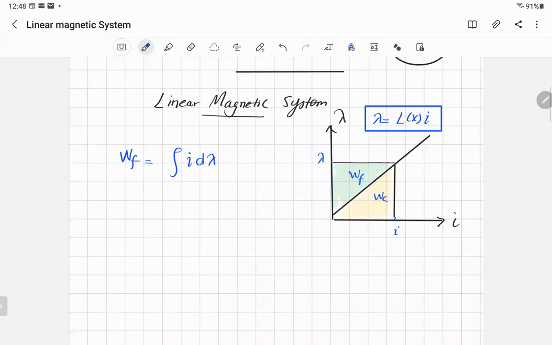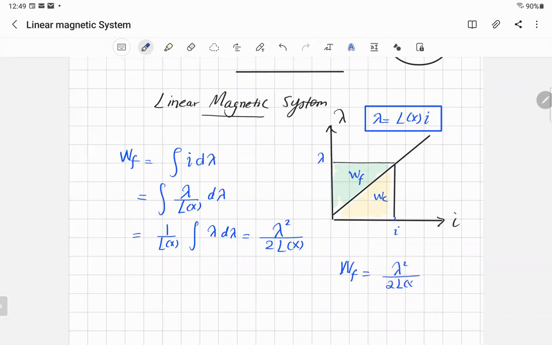So now I will find WF, the integration of i d lambda. What's i? i is equal to lambda divided by L, d lambda. Since I'm integrating with respect to lambda, 1 over L of x will be constant with respect to lambda. So I integrate lambda d lambda. What do you get? Lambda squared over 2. So you have lambda squared on the top divided by 2 L of x. So that's WF. We got the expression: WF is equal to lambda squared over 2 L of x.